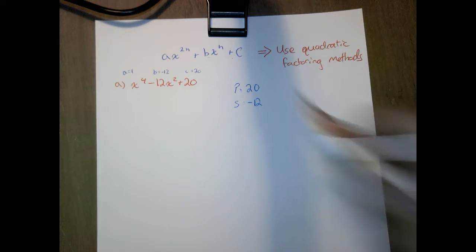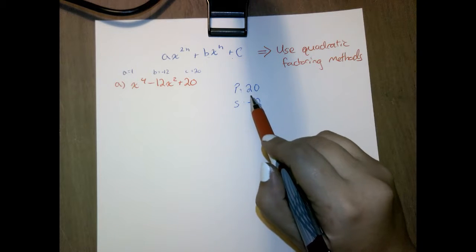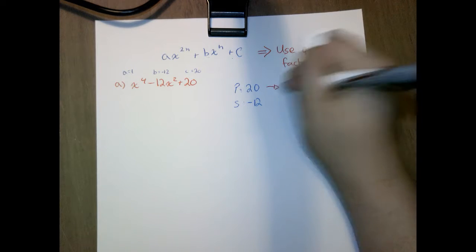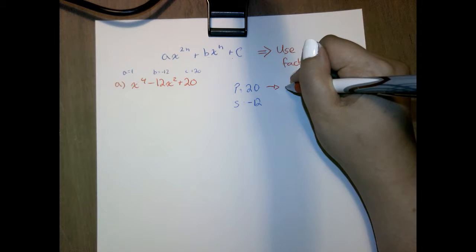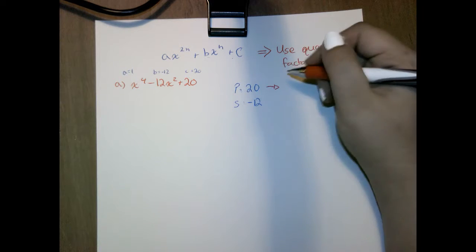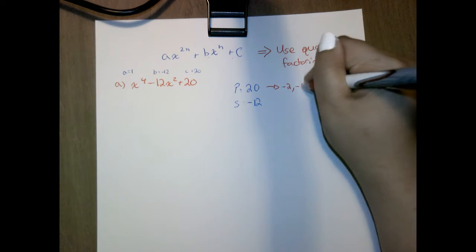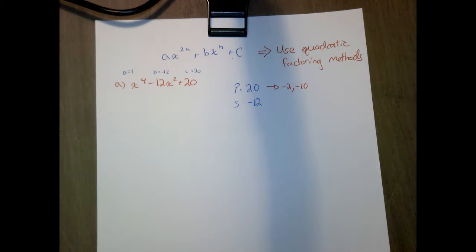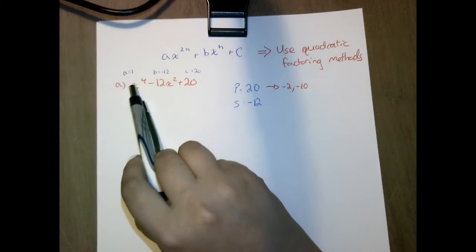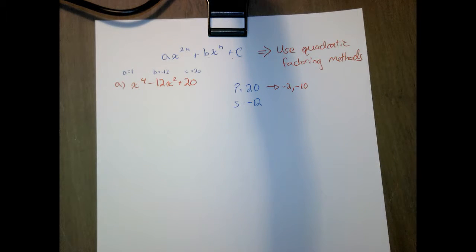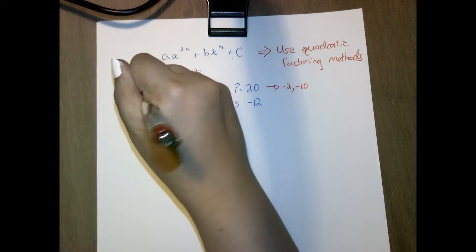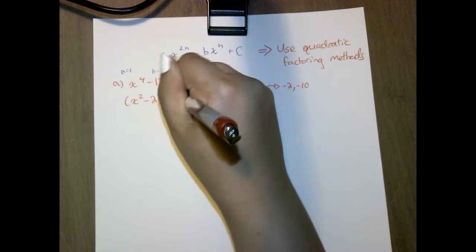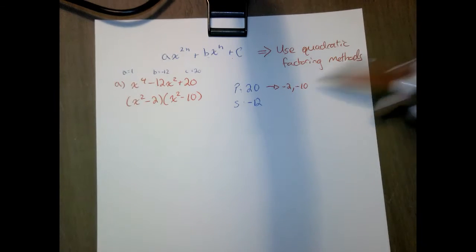So if I were to factor this as if it was a simple trinomial, well, a product of 20 and a sum of negative 12, I can go through all the different factors that multiply to 20. I can find that negative 2 and negative 10 will multiply to 20 and add to negative 12. And then I'm going to factor this out. So I would factor it out and get x squared minus 2, which is my first factor, times x squared minus 10, my second factor.